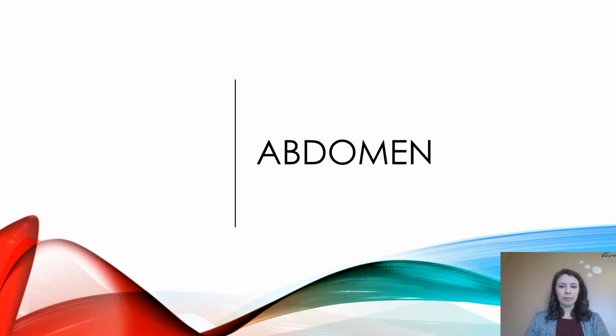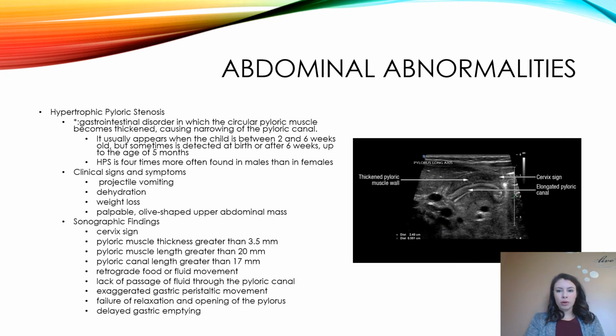Moving on to the abdomen. The first abdominal abnormality that I will be talking about is a hypertrophic pyloric stenosis, and this is the gastrointestinal disorder in which the circular pyloric muscle becomes thickened, causing narrowing of the pyloric canal.